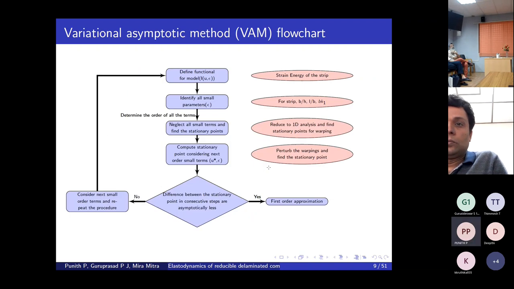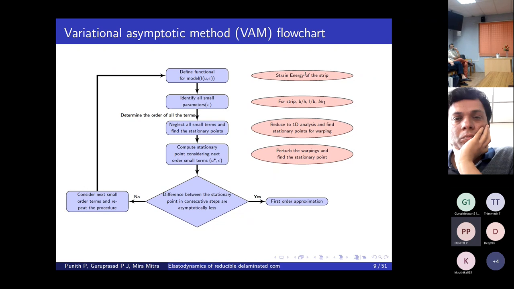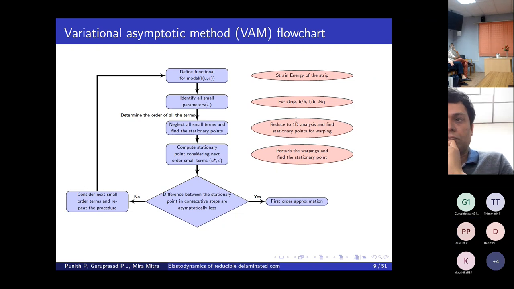To explain the variational asymptotic method in brief, it's a mathematical procedure where a defined functional can be minimized, and the solution for the minimized functional can be obtained by identifying the small parameters. In this procedure, initially a functional is defined, and in the case of strips and open cross-section beams, strain energy will be our functional, and the small parameters of these strips or beams would be the width to thickness ratio and the pre-twist. These small parameters are used to express other strain terms, so that we know the order of all the strain terms or all the displacement terms that contribute towards the strain energy.